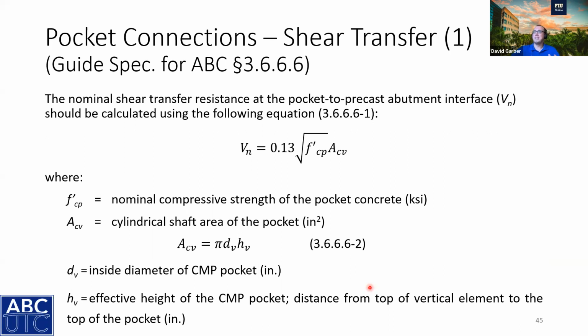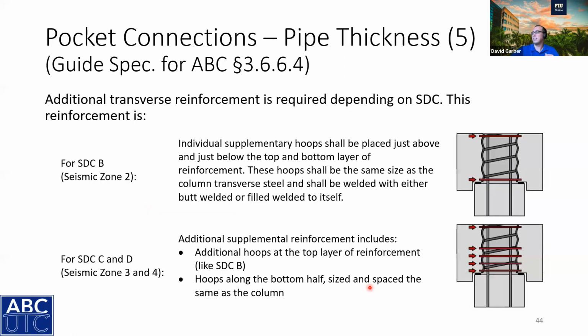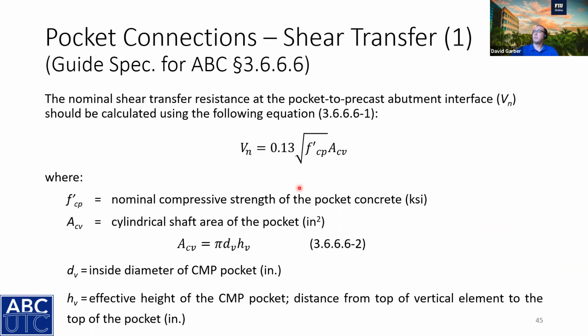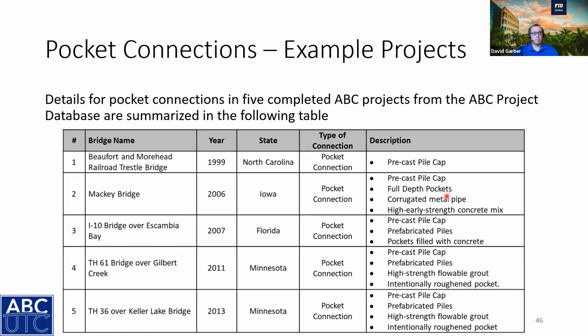One of the other behavioral mechanisms that I highlight, and you can highlight in class, is the shear friction transfer between the cast in place pocket and the corrugated metal duct. The AASHTO guide spec for ABC gives a neat equation here that's just dependent on the compressive strength of the pocket concrete and the area of the cylindrical void. So it gives some equations for that here. All right, and here are some samples from the ABC project database.